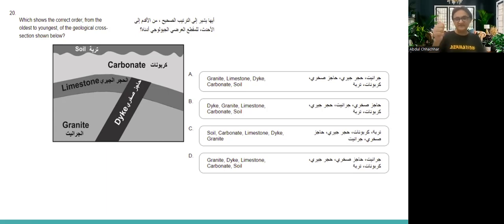So the first will be the granite, and after granite, the dikes, which are blocks of rock. These granites and rocks turn into the hardest part of the rock. So after granite there will be the limestone, after limestone there will be the dike, after the dike there will be carbonate, and after carbonate will be the soil. So this is the correct logical order from the oldest to the youngest. The top layer will be the youngest and the deepest layer will be the oldest. I hope this will help you a lot.